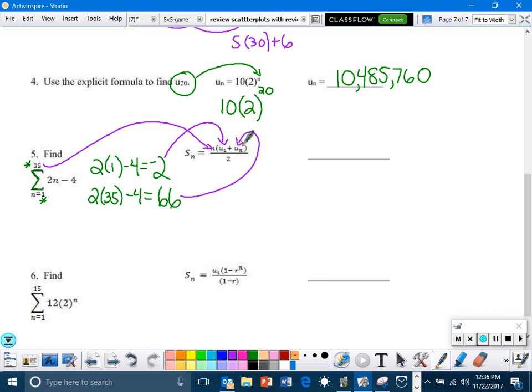So we write 35 times -2 plus 66. Close it, divide by 2. Type that into the calculator just like you see it, and you get 1,120.